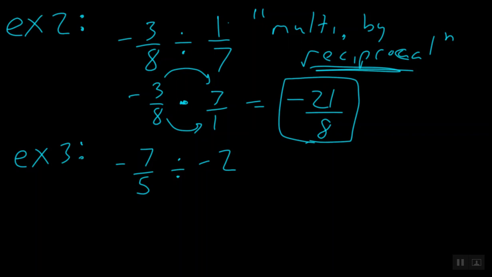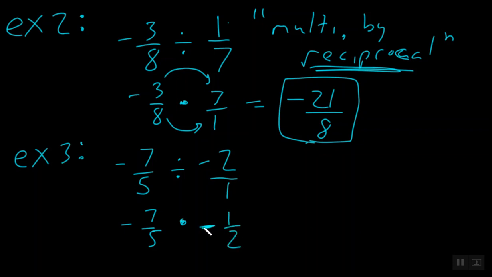Let's look at example number 3. We have negative 7/5 divided by negative 2. So we keep the negative 7/5 the same. We change our division to multiplication, but wait a second. We're not dividing by a fraction, we're dividing by a whole number. Recall, we want to divide negative 2 by the number 1 to turn it into a fraction. And so the reciprocal of negative 2 over 1 is negative 1 over 2.